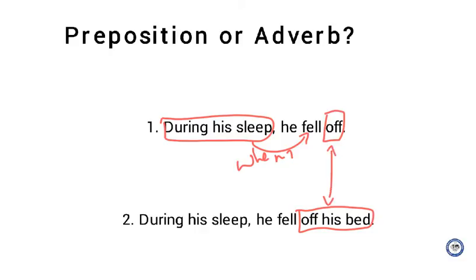The first one, where it stands alone, is no more a preposition, but is called an adverb, while this one is called a preposition because it's followed by a noun and its modifiers. So whenever a preposition is not followed by anything, where it stands alone, then it's not a preposition anymore. It's only an adverb that's modifying fell.